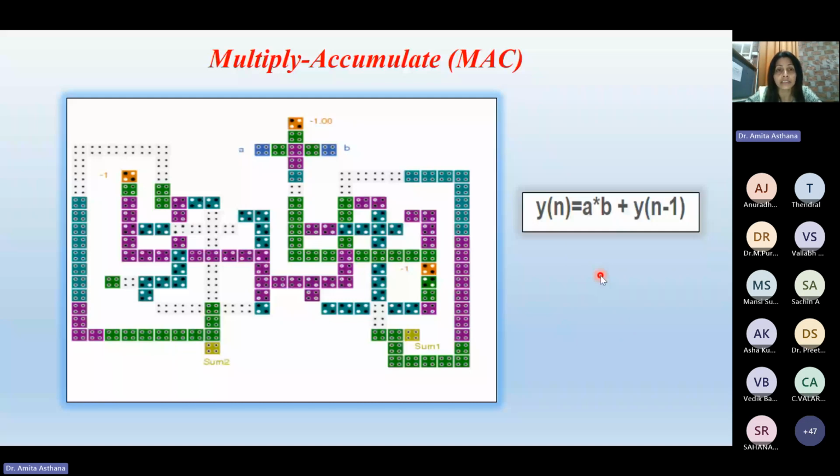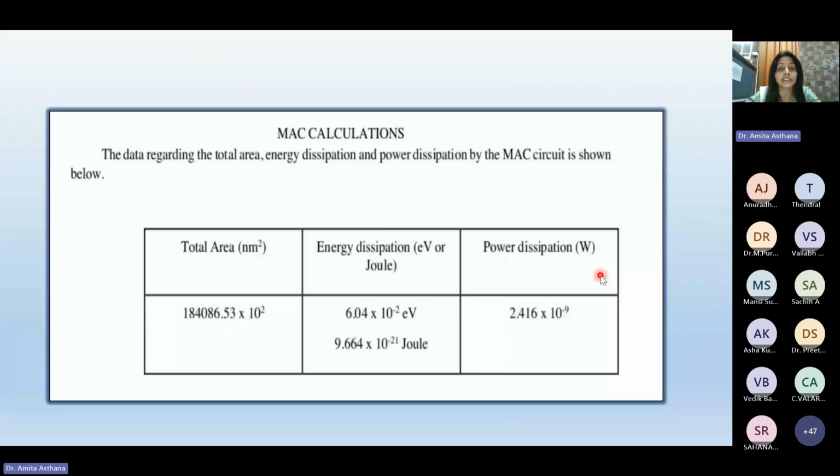Let us see the simulation result and some observations about the MAC circuit. So the total area is coming out to be this per figure, and that is 1,84,086.53 into 10 raised to the power 2, and the energy dissipation is very less, and the power dissipation is also very less for the MAC circuit.